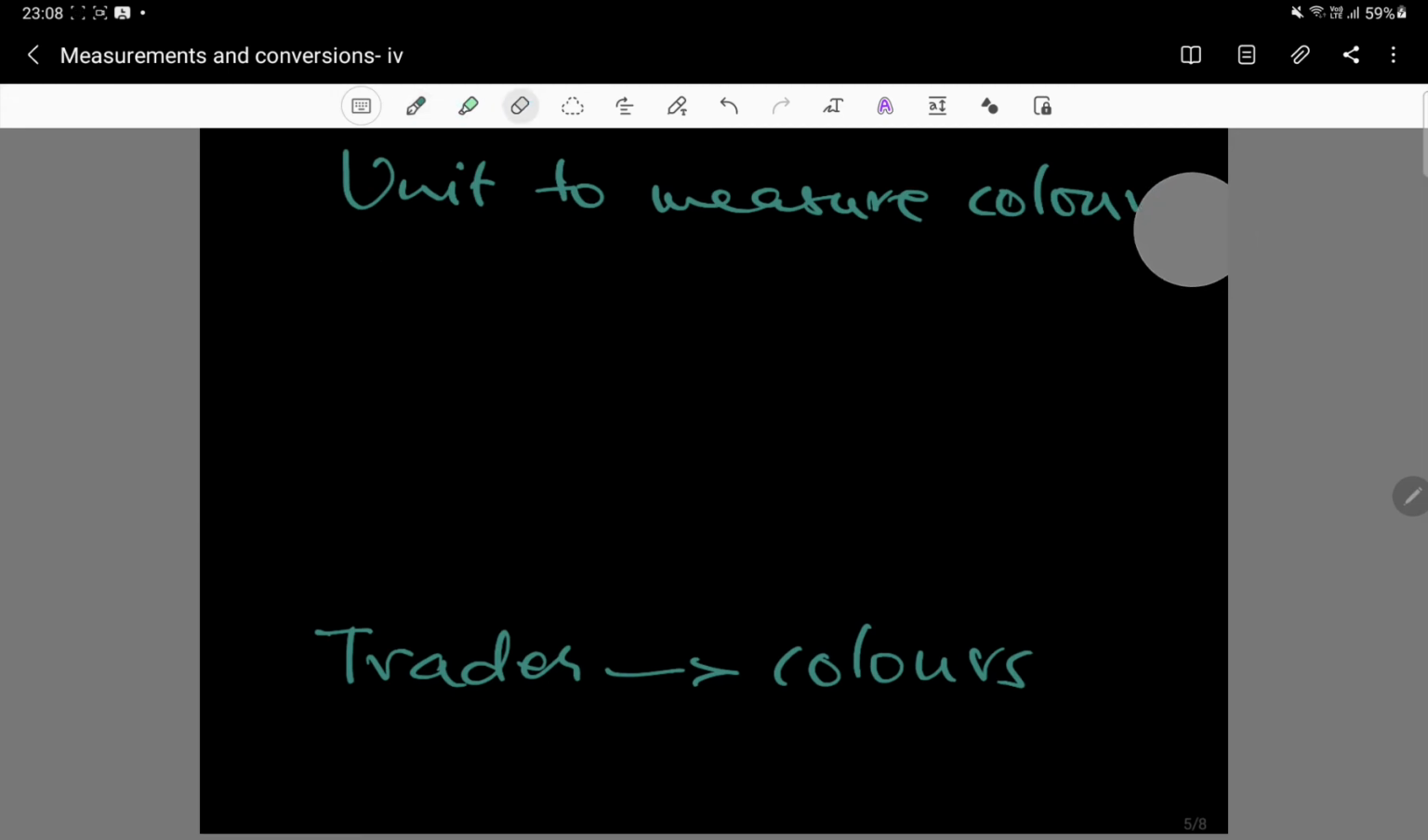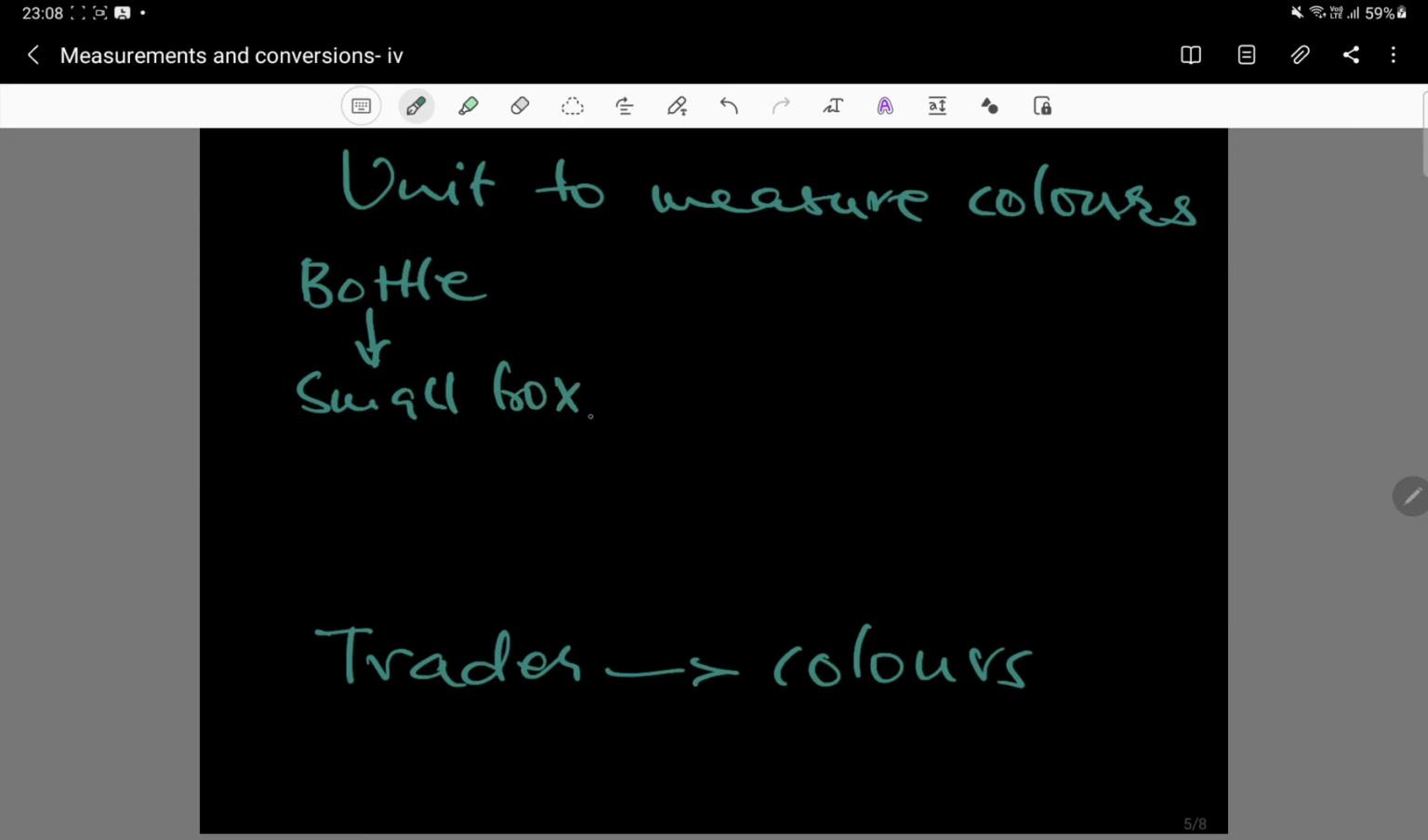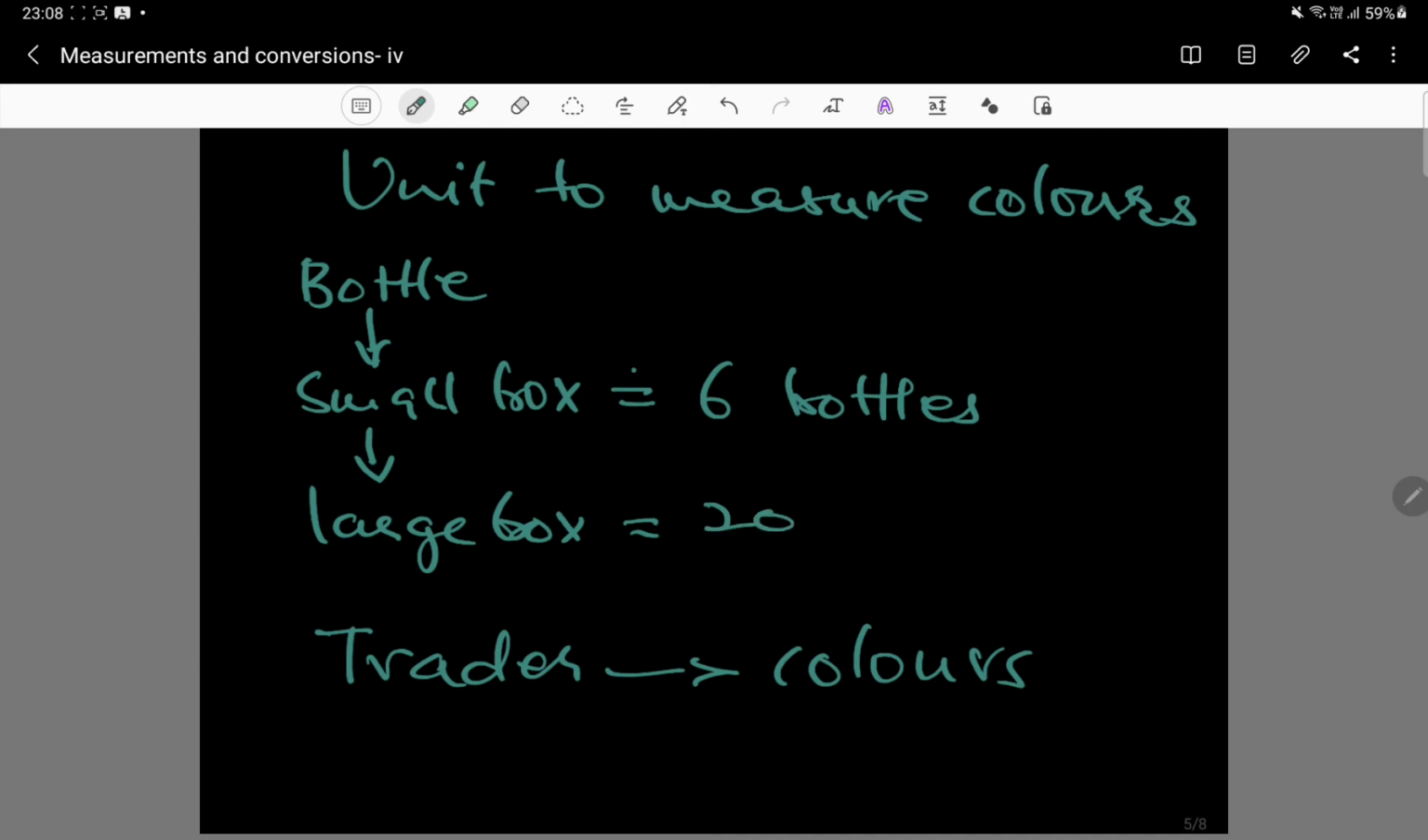I'm so sorry, it's colors. And I have actually constructed 3 units of measuring color. The smallest unit is a bottle, right? And then a larger unit of measurement is called a small box. And a small box is equal to 6 bottles, right? And also then I have constructed another larger unit which is called a large box. So this is the largest unit, and a large box contains 20 small boxes.